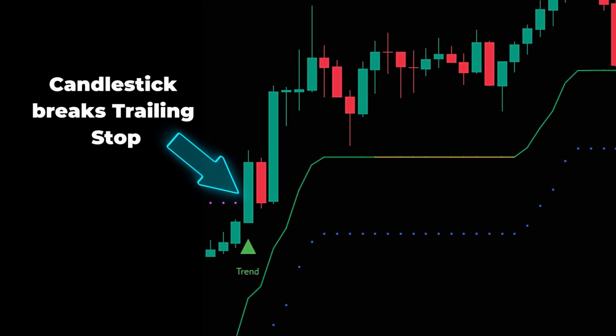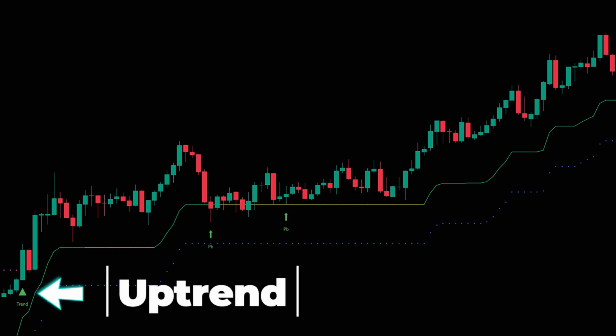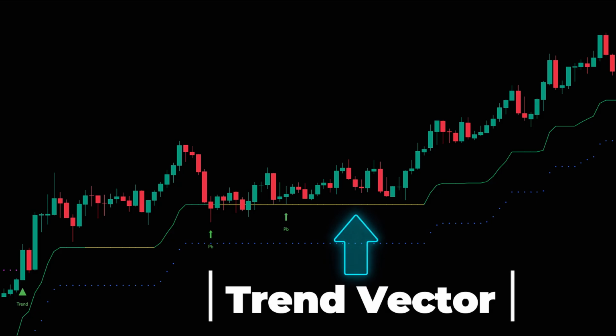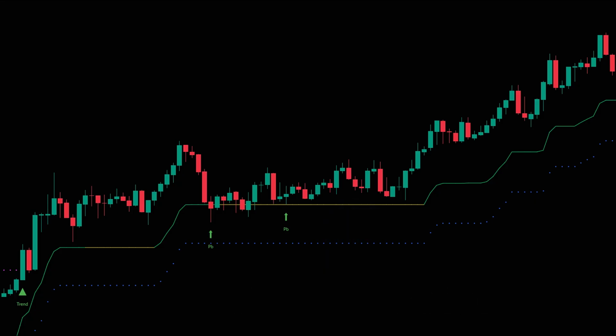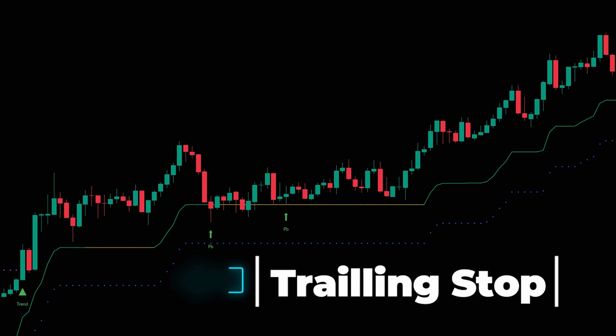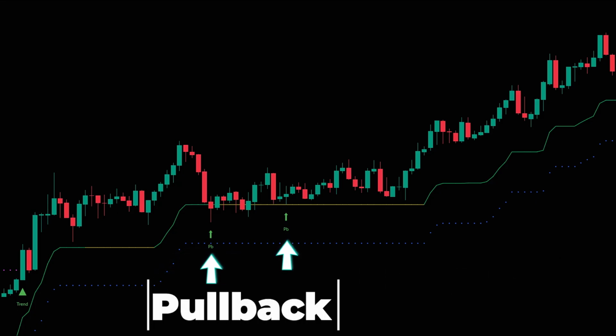When a candle closes above the trailing stop line, that's the signal of a new trend forming. In this case, the market is entering an uptrend. Within the SolarWave indicator, there are three key components to focus on. First is the trend vector, where you can spot pullback signals for potential entries. Next is the trailing stop line, which helps you place your stop loss effectively and confirms whether a new trend is forming. And finally, the pullback signal generated by SolarWave, which completes your decision-making process for trading.